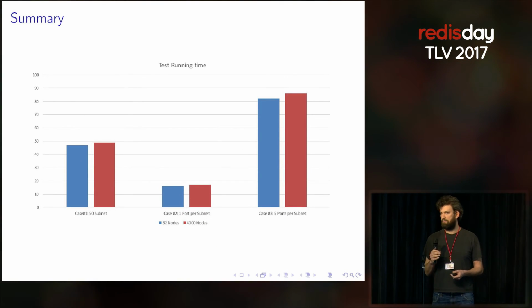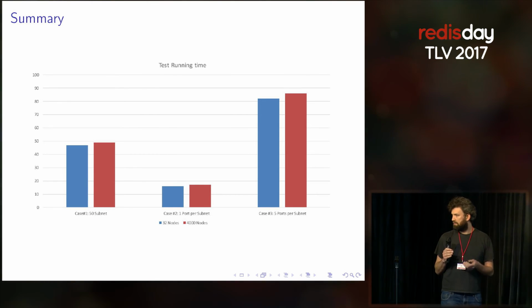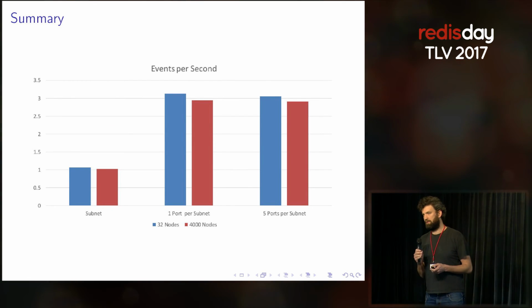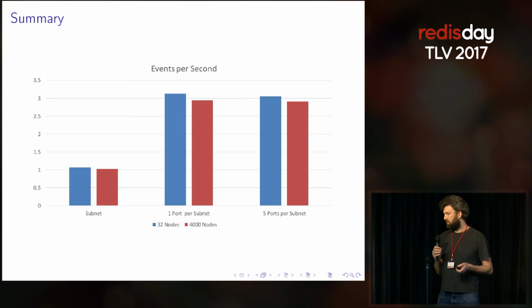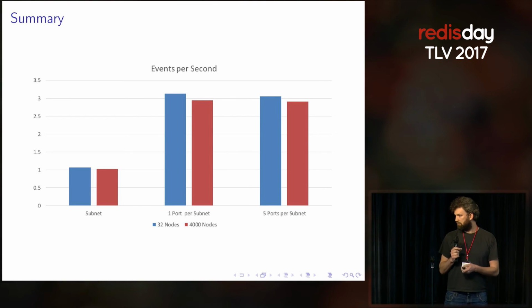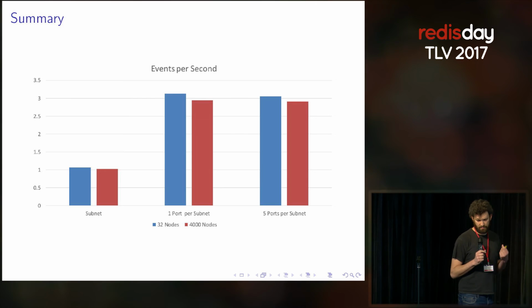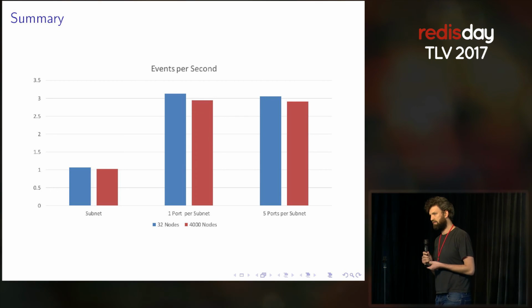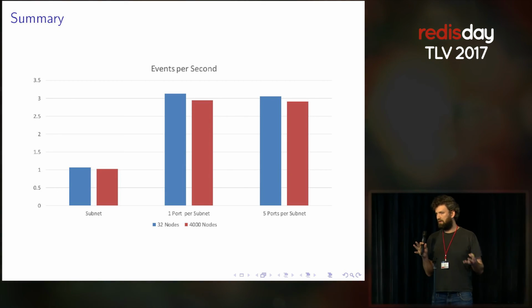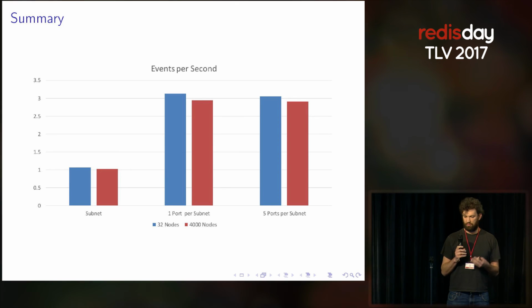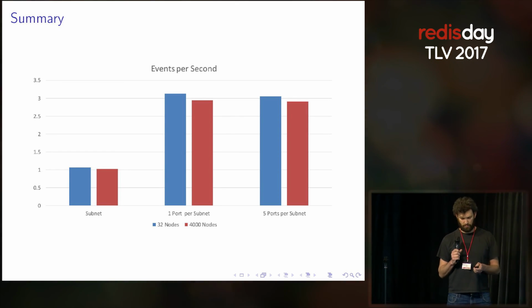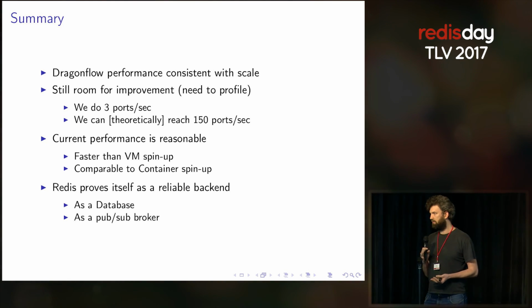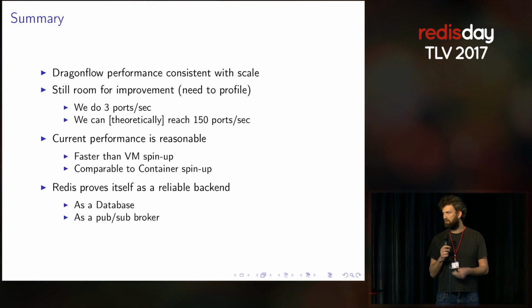And now we can see some of the timing side by side. We can see that the test running time is almost identical. We can see that the number of events per second we're able to send out is very, very similar. Now we have to remember that in the first test that we ran with Redis only, we reached as much as 177 events per second, which is much more than our system can handle at the moment. And this was already with 4,000 nodes. So this means that while Dragonfly is scalable, there is still a lot of room for improvement.